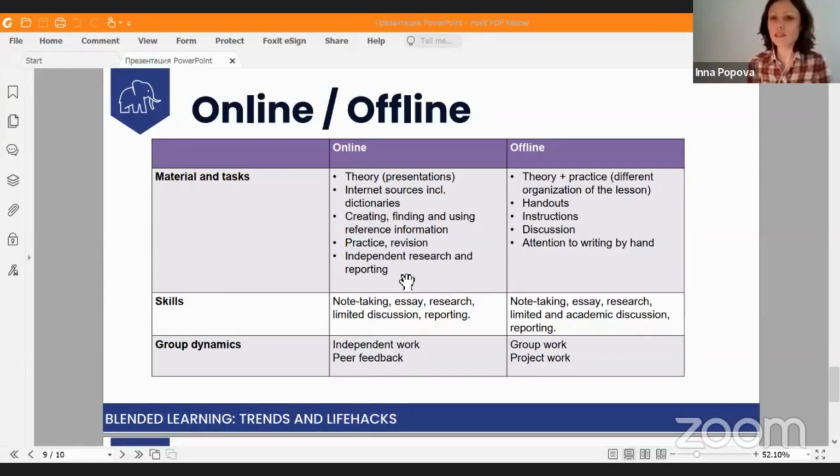The main thing that differs between online and offline periods is how we structure work, because in my subject, for example, online is mostly for independent work and learning to give and get peer feedback. Offline is more for group work and project work.